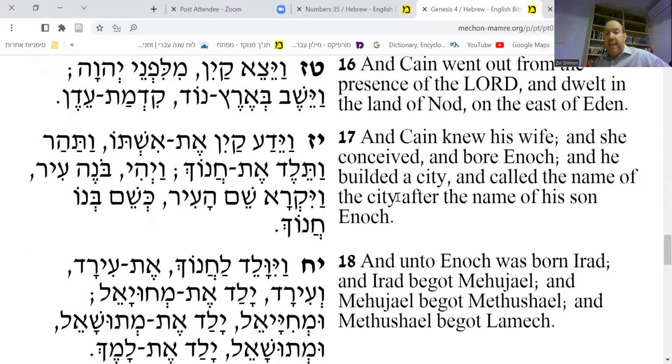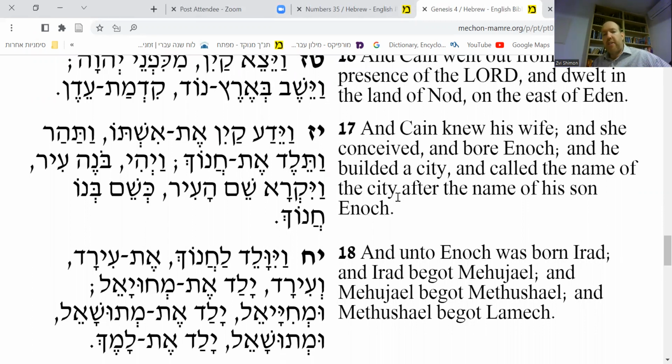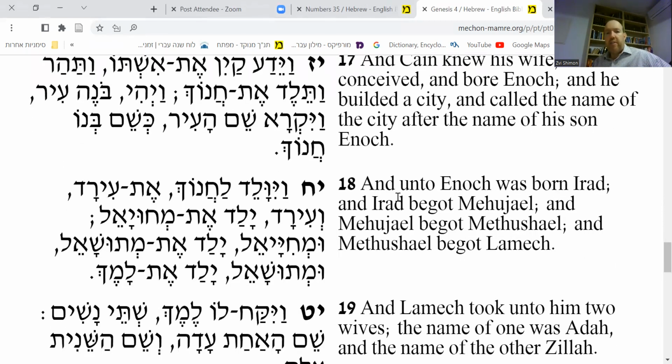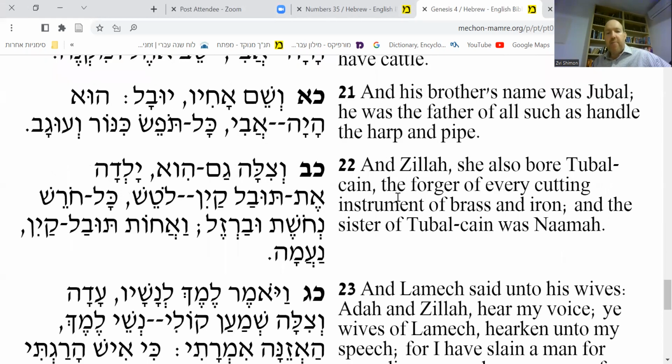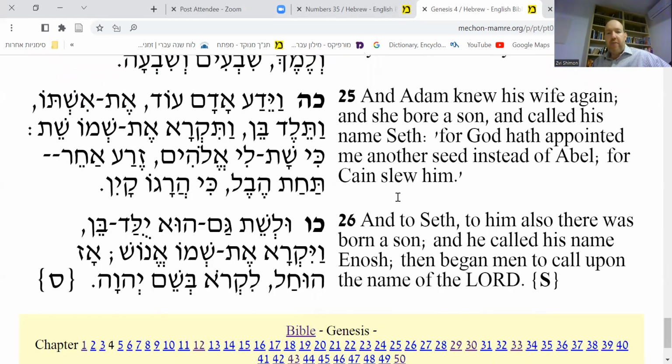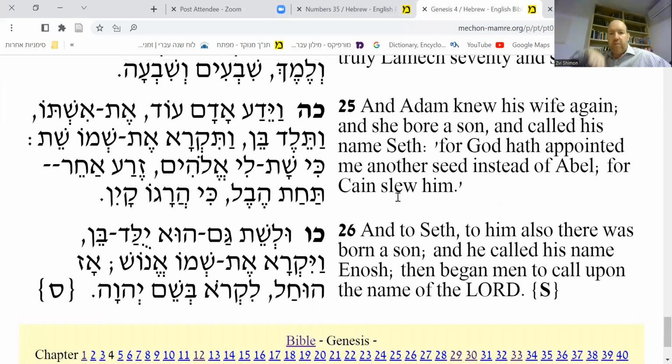And the next verses deal with the descendants of Cain, his offspring, which we will not read because that's a separate unit within a unit. But let us now skip to the end of the story, the final two verses, verses 25 and 26. And like we said here, the story comes full circle.